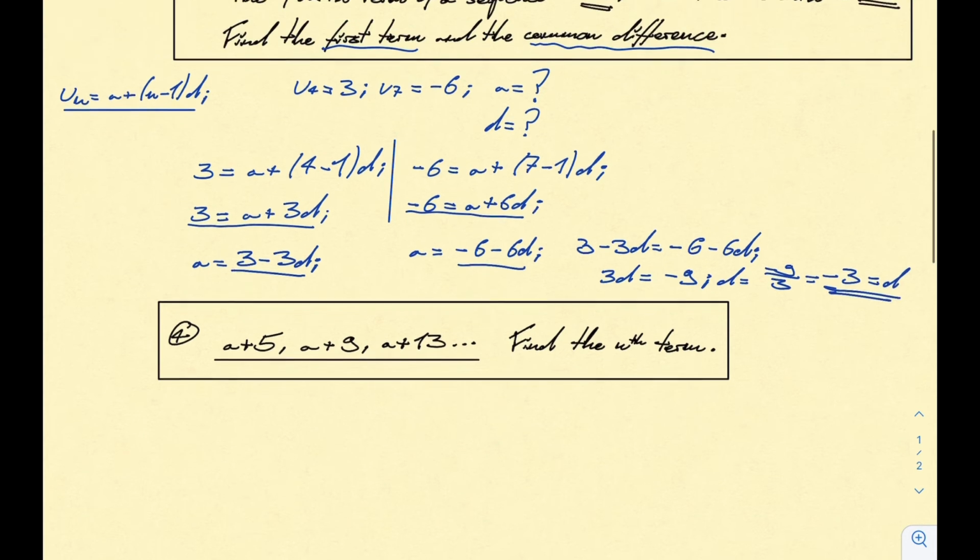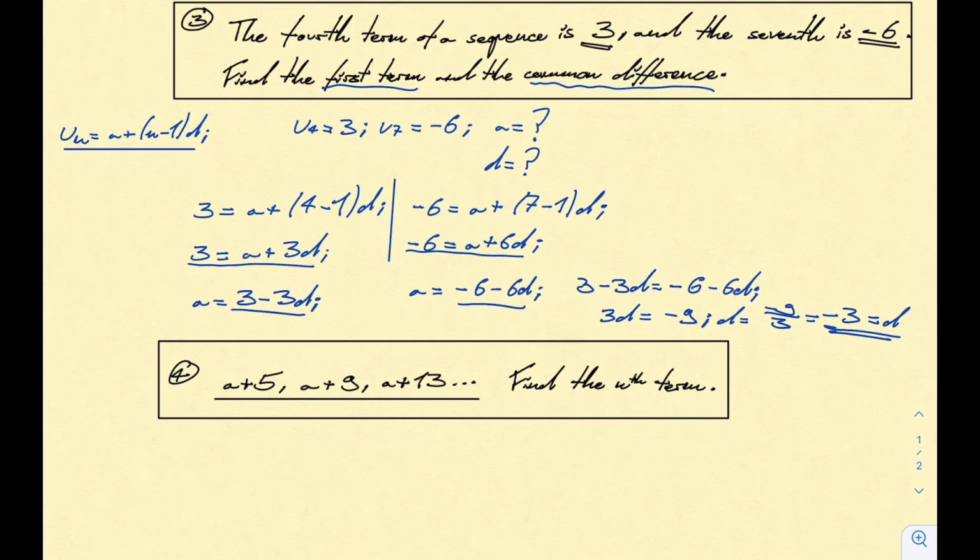So we found d, but now we have to find a. Well, if we take again this equation, we know that our common difference will be equal to minus 3. But now, if we want to find the first term of our sequence, we know d, so we can just substitute that into that equation, and we get that a equals 3 minus 3d, and so minus 3 times minus 3, because we just calculated d, which is also minus 3.